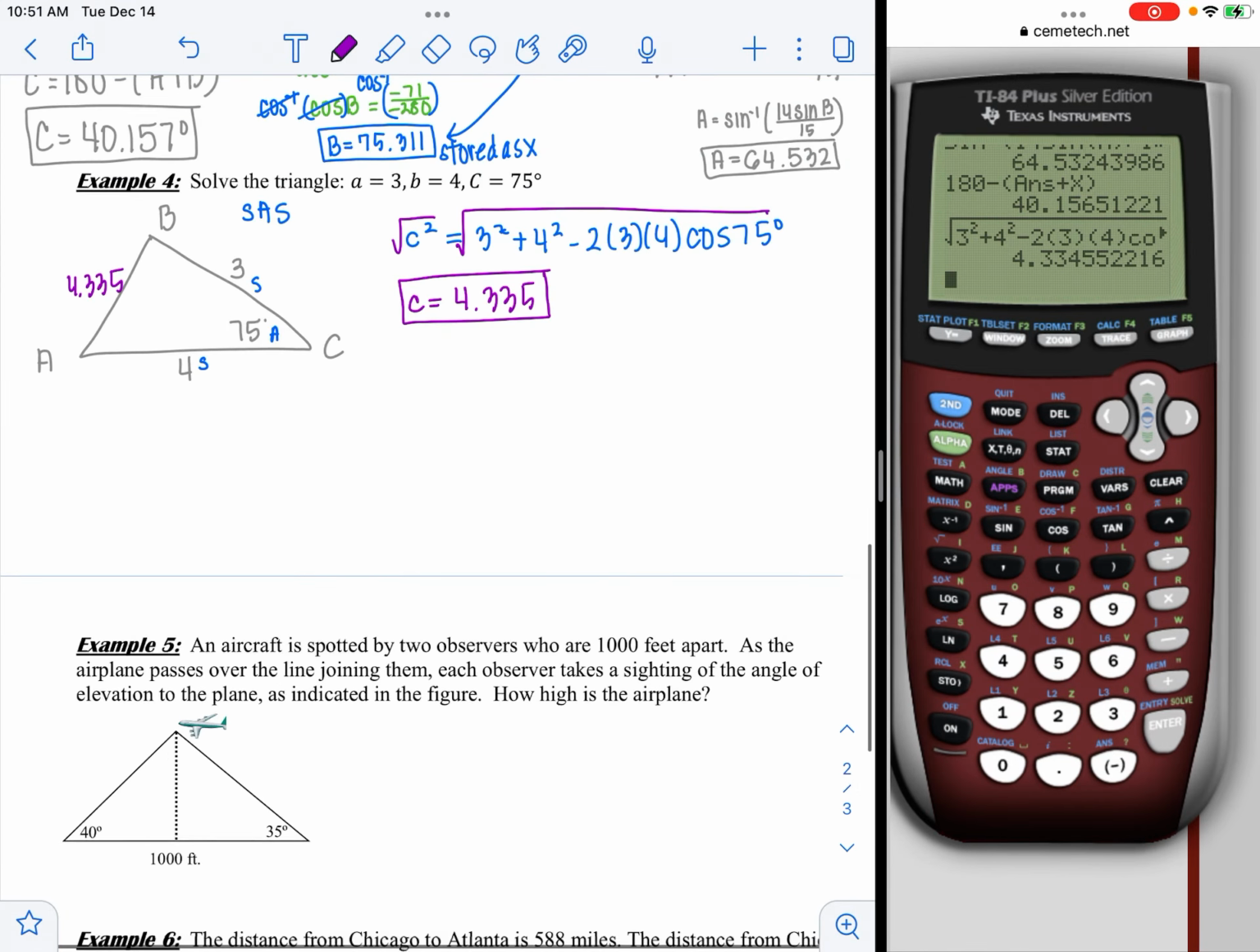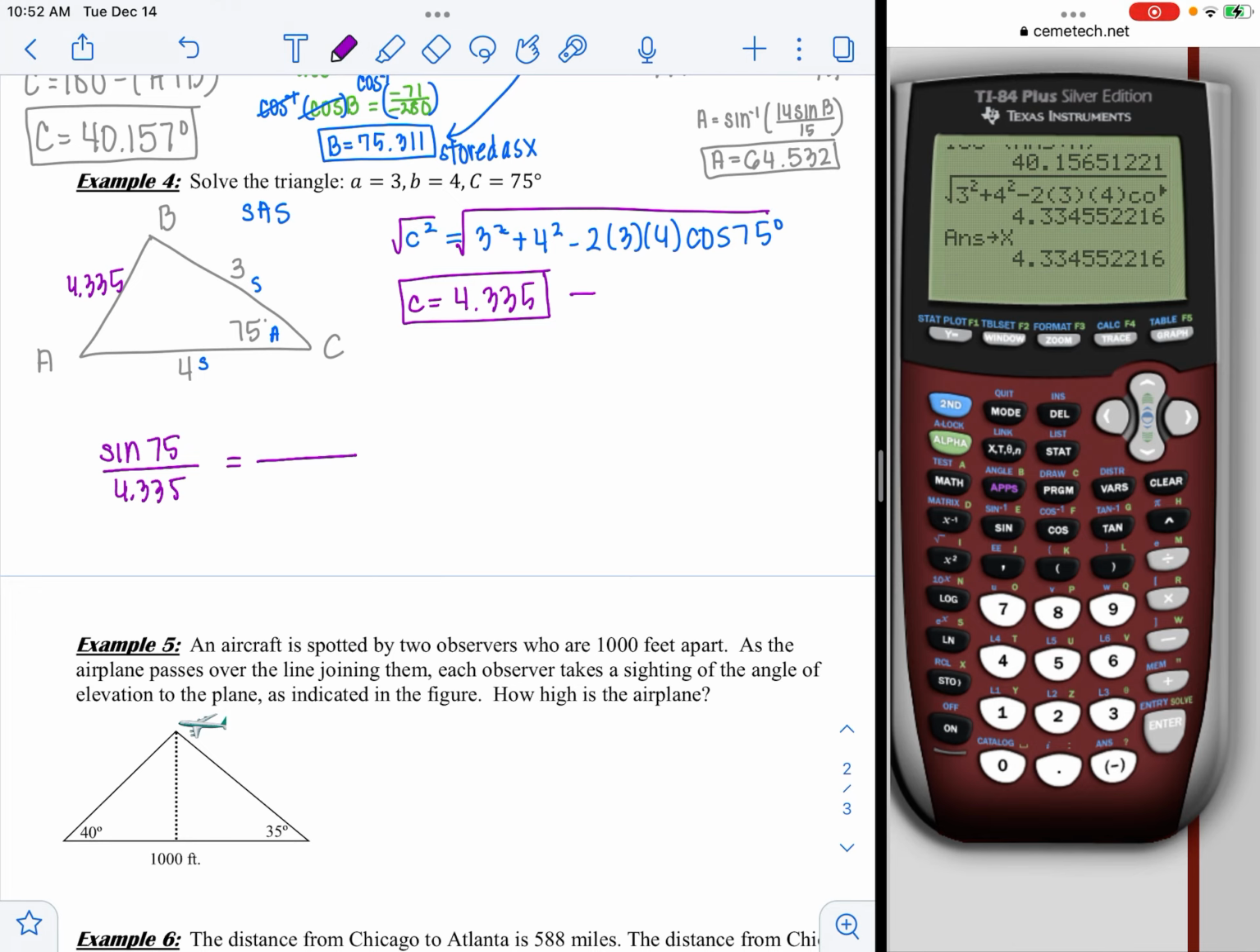All right, now I need to find my smallest angle. And once I use the law of cosines, I'm going to switch to the law of sines. I'm going to start with the ratio I do know, which is the sine of 75 over 4.335. But realize I have to use that decimal, so now I'm going to store this as x, so I can use that. I'm going to put stored as x to remind myself.